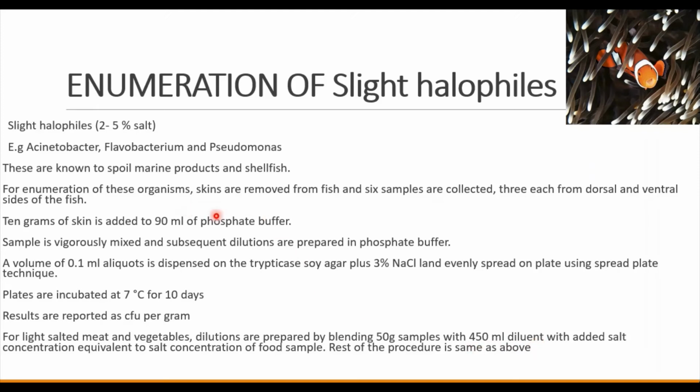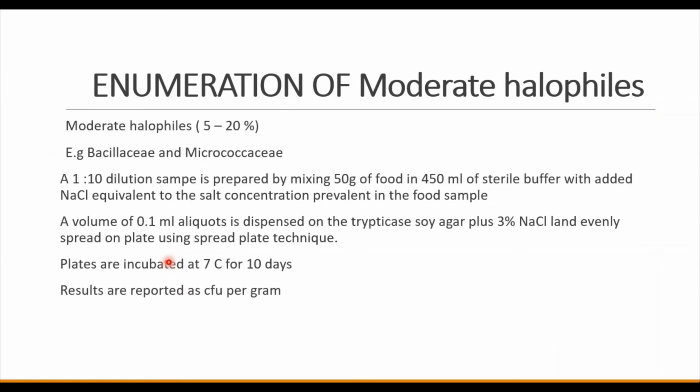So for the fish, we have taken the phosphate buffer. For the meat and the vegetables, we use a diluent of 450 ml with added salt concentration equivalent to the salt concentration of the food sample. The rest of the procedure is the same. That means you take 0.1 ml of the dilution, plate it, incubate it at 7 degrees centigrade for 10 days, and observe for colony formation. So the process is the same.